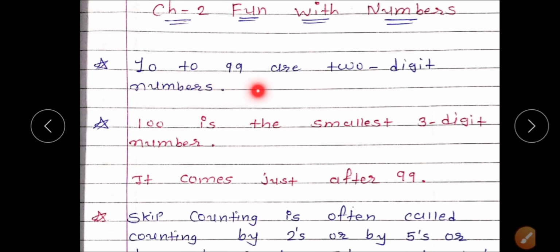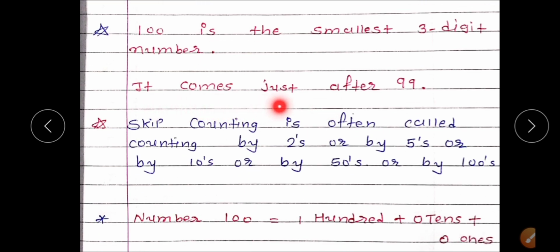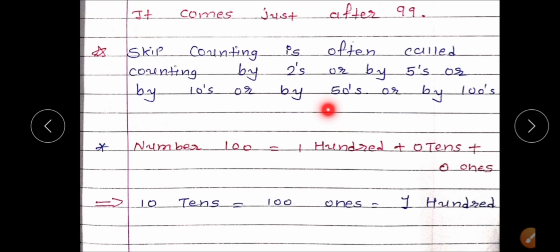10 to 99 are 2-digit numbers. 100 is the smallest 3-digit number. It comes just after 99. Skip counting is often called counting by twos, or by fives, or by tens, or by fifties, or by hundreds. In your textbook, we already learned counting in tens and fifties.